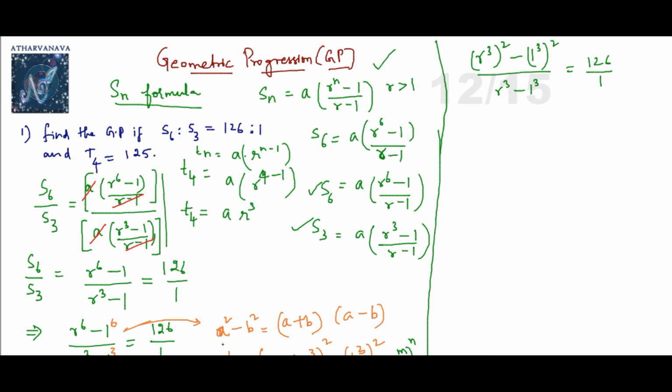And if you see, in place of a, the value is how much here? Comparing that, a value is like r power 3 and b value is like 1 power 3. So I'll write this as a plus b once, a plus b once. I have to write a plus b. So I'll write r power 3 plus 1 power 3 once and r power 3 minus 1 power 3 again. R power 3 minus 1 power 3 is equal to 126 by 1.